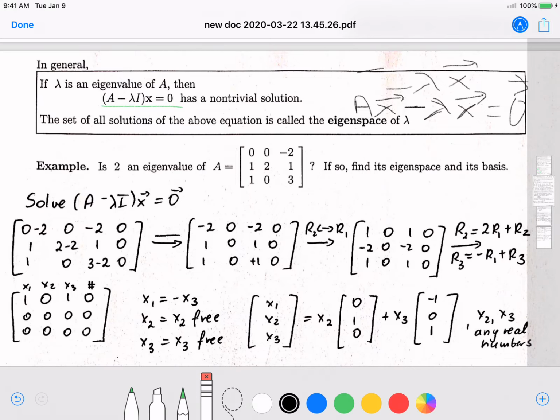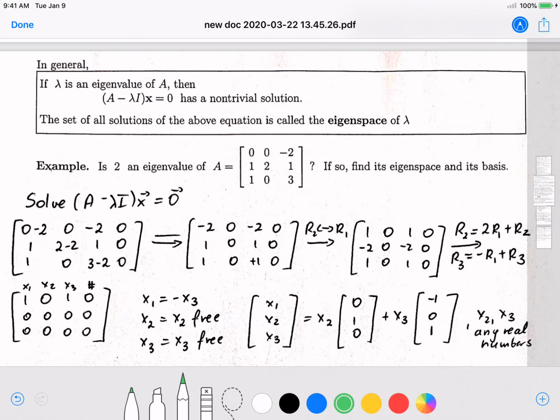So if this equation has a non-zero solution, then we can conclude the equation always has a non-zero solution when lambda is an eigenvalue. The set of all solutions of the above equation is called the eigenspace. So we know that solving a homogeneous equation, we can have 1, 2, or a couple of non-zero vectors, and the set of all those vectors we will call the eigenspace.